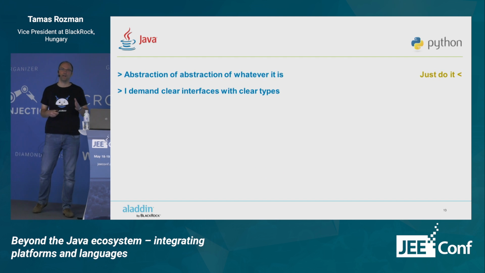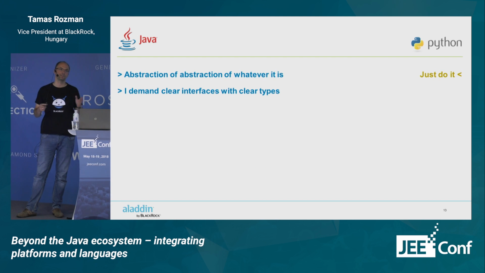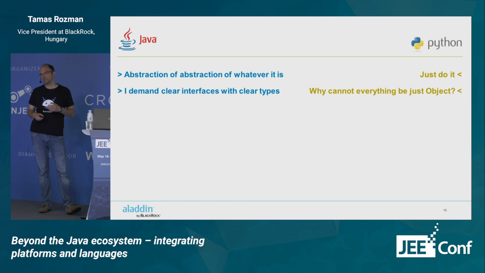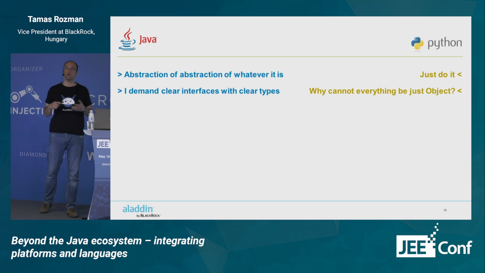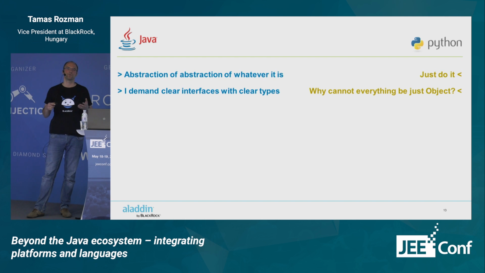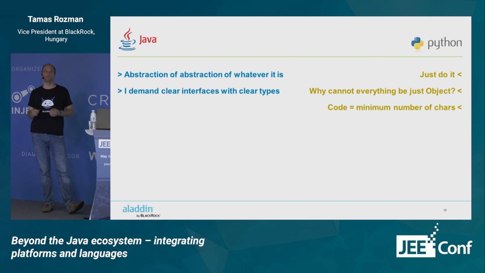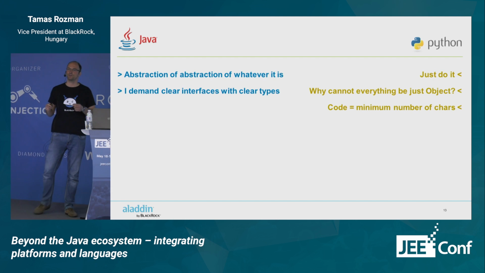All right. For Java developers, we demand clear interfaces and clear types. This is paramount for all Java developers. Actually, the second question I got with this application from Python developers was, oh, all these types, they just don't want them. Can we just use object instead everywhere? And this is because they believe in so-called duck typing, which is practically the opposite of what Java developers do. And for Python developers, good code is the minimum number of characters.